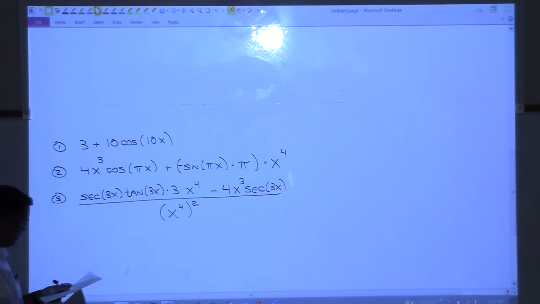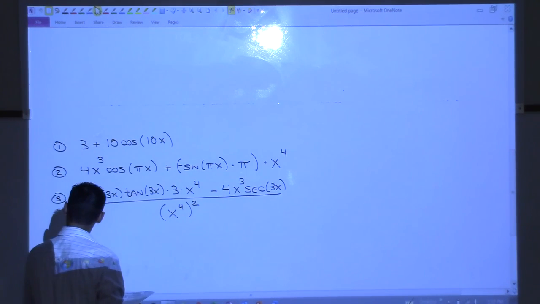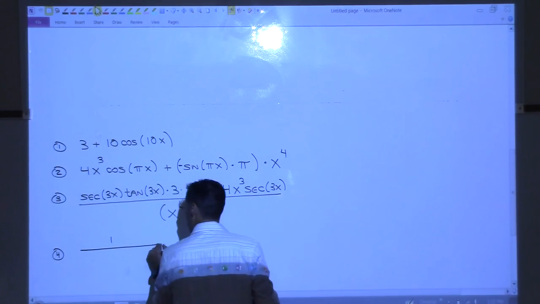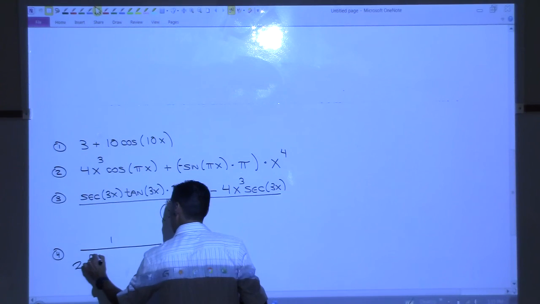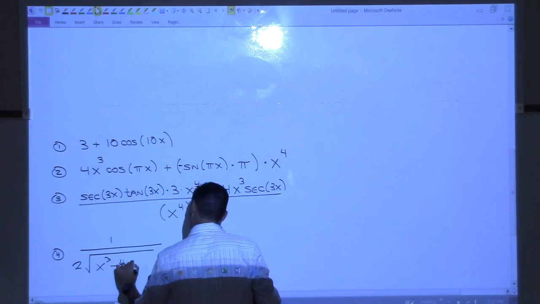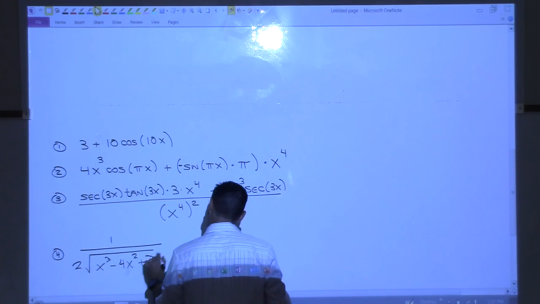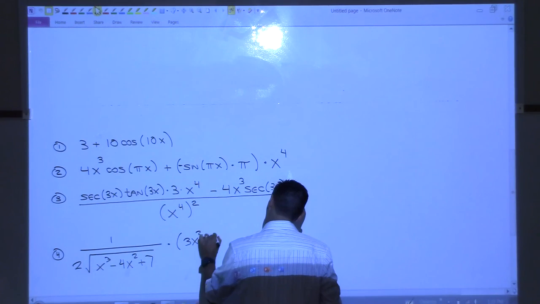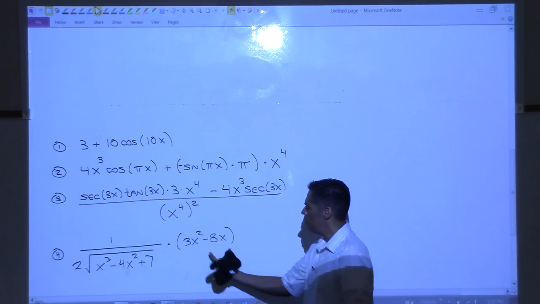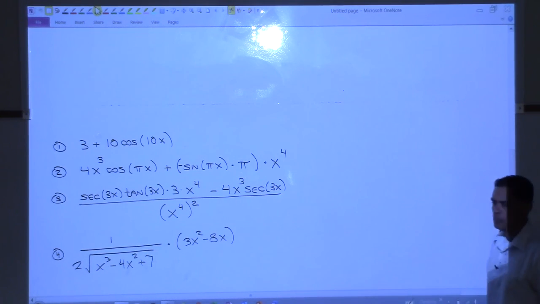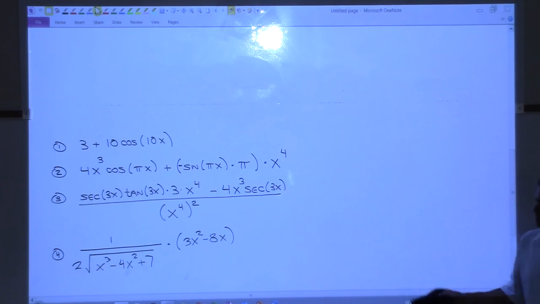So, all right, for number 4, we should have, this one's a little weird, 1 over 2 square roots of x cubed minus 4x squared plus 7 times, and then in parentheses, 3x squared minus 8x. And you can move that up on top if you want. So far, okay? All right.